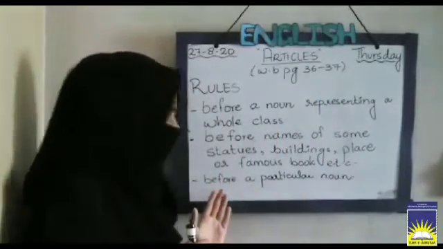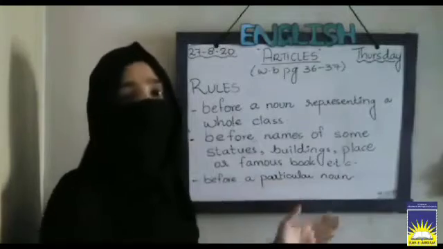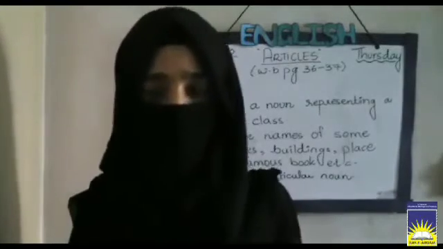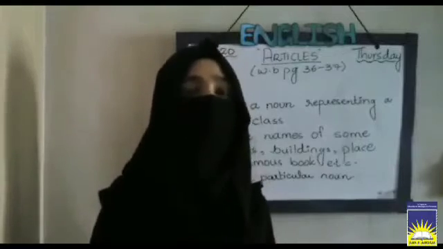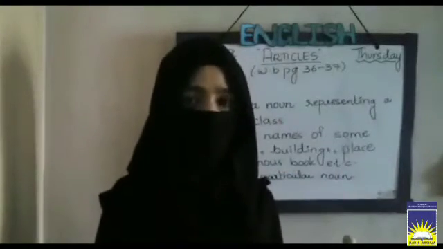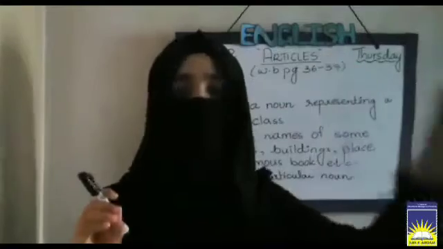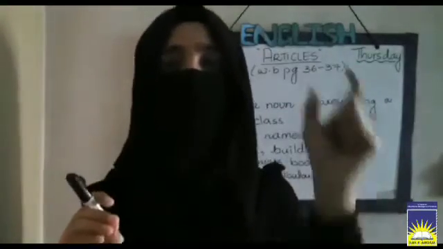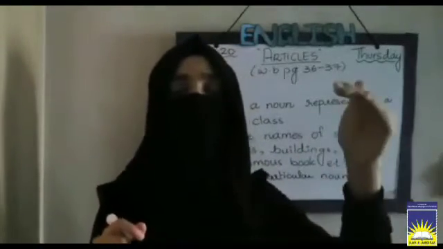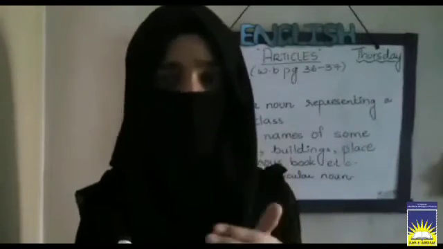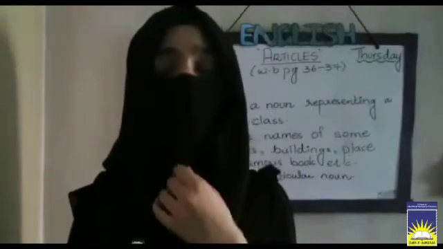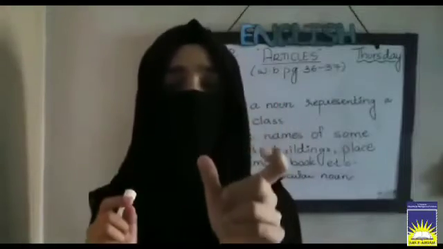The third rule is: before a particular noun. Before a particular noun means if we are talking about any particular person. For example, if there are so many girls in front of me and I am talking about a particular girl, I will point out that girl by using the. For example, the girl has won the race. Why did I say the before girl? Because I am talking about a particular girl.